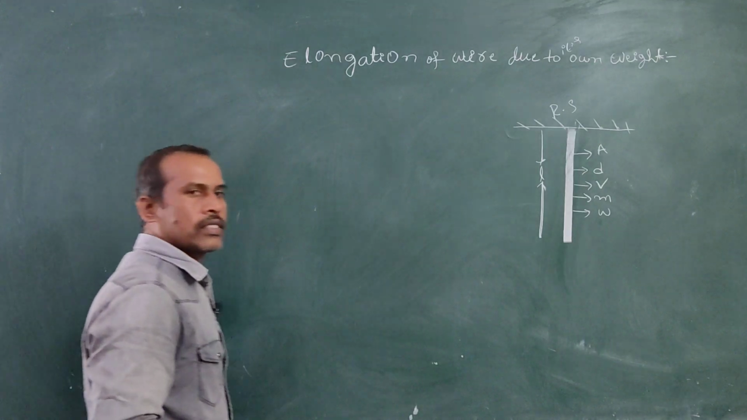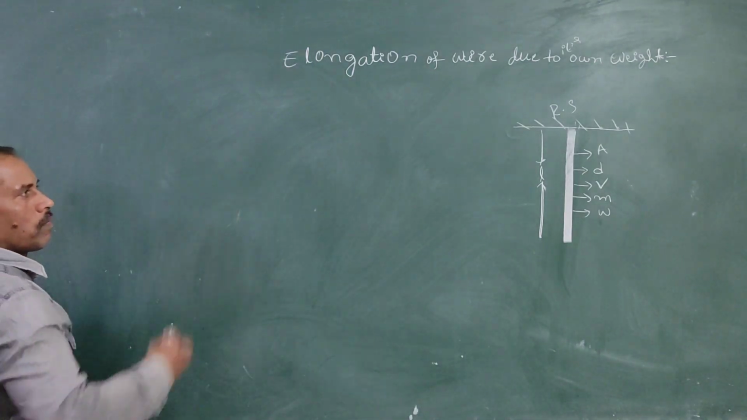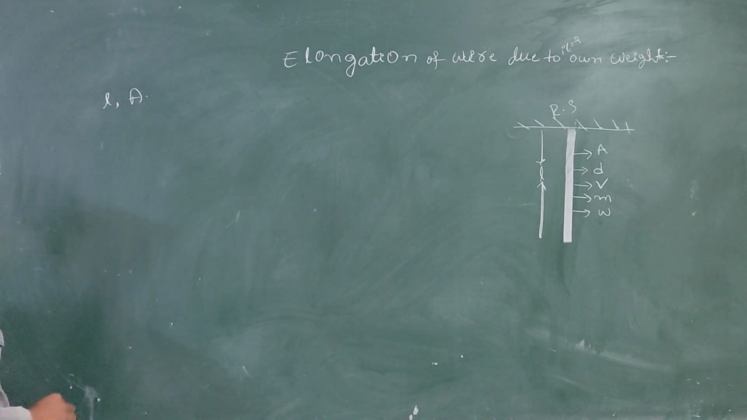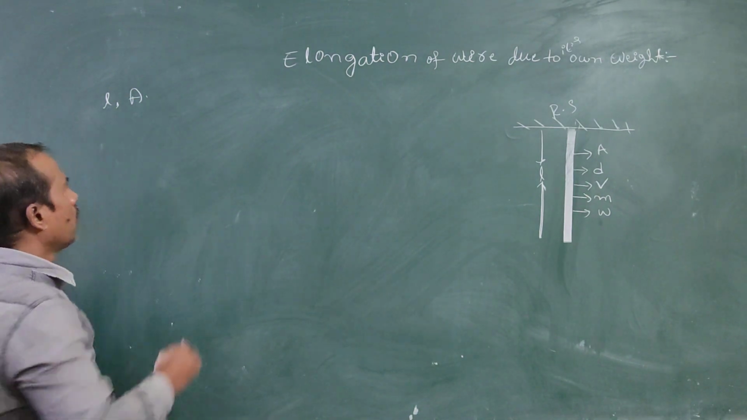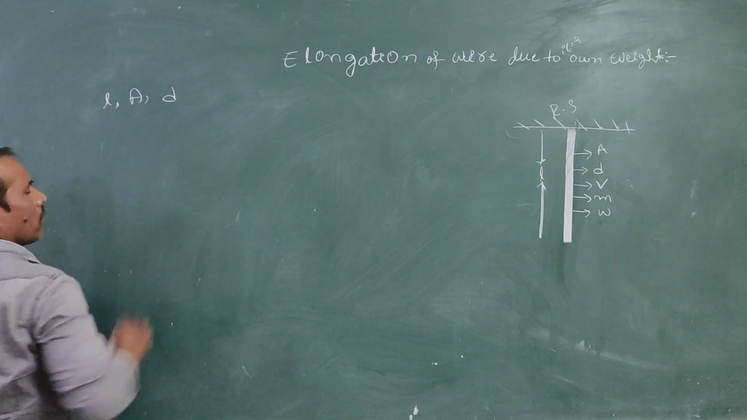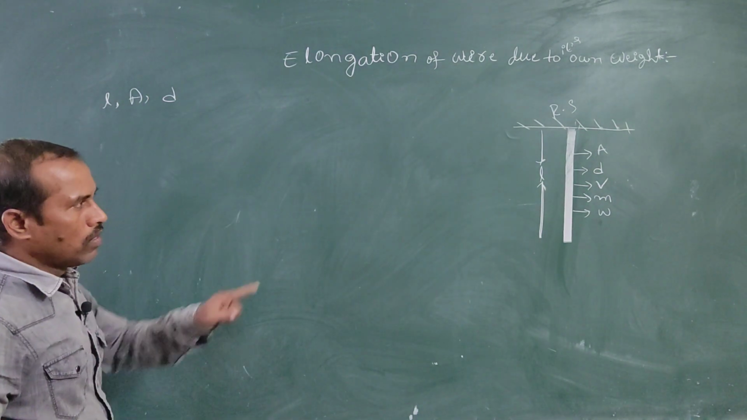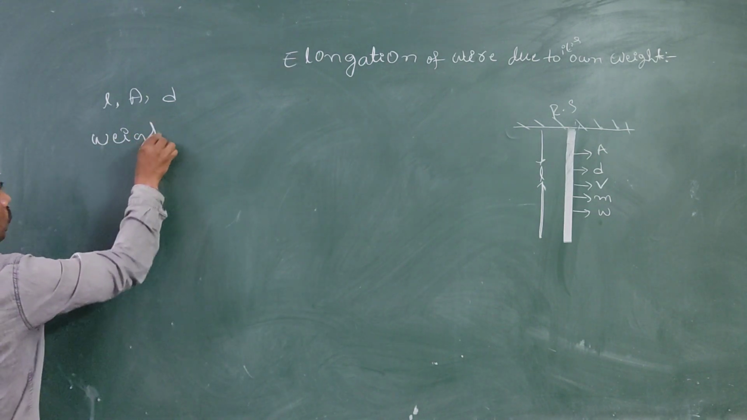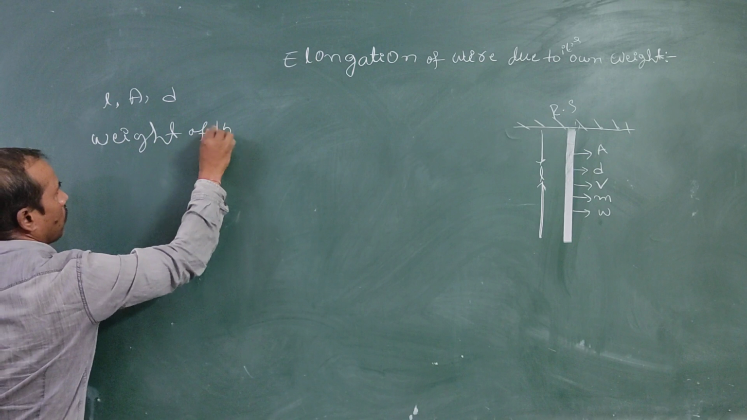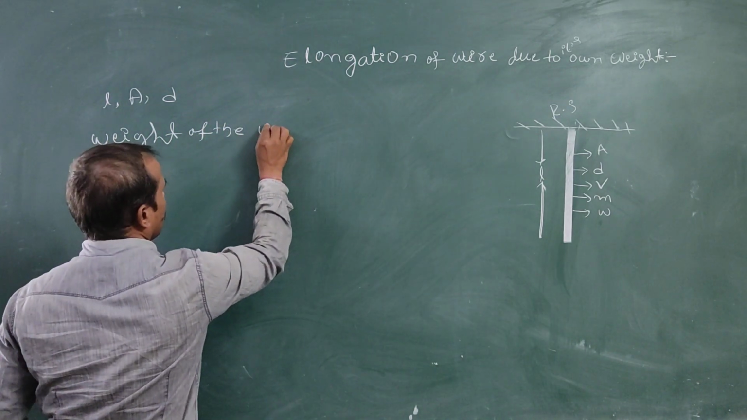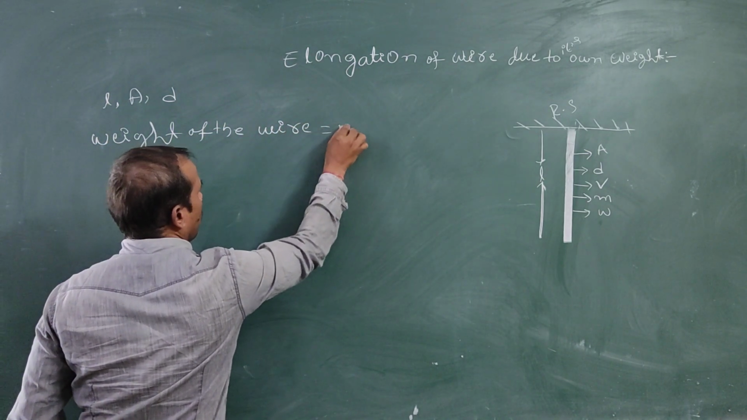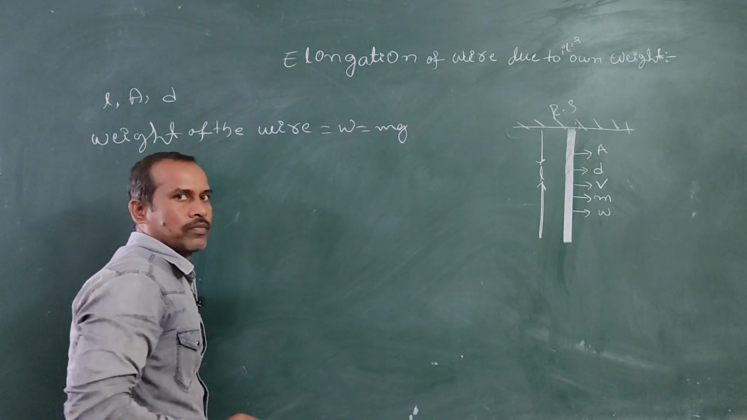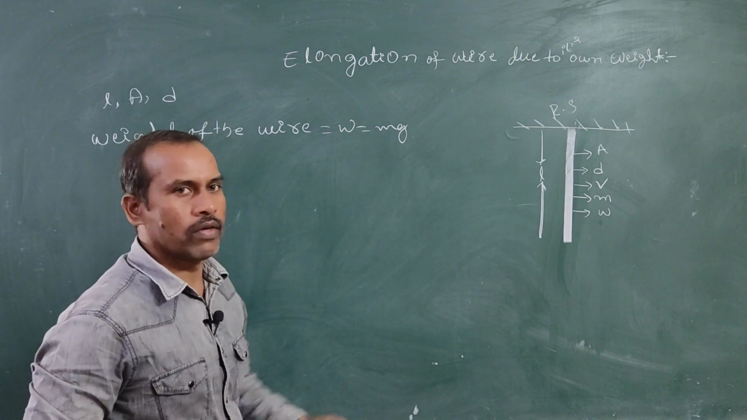First of all, let us consider a wire of length L and area of cross section A. If the density of the wire is D, then the weight of the given wire is W equal to mg. Here m means the mass of the given wire.